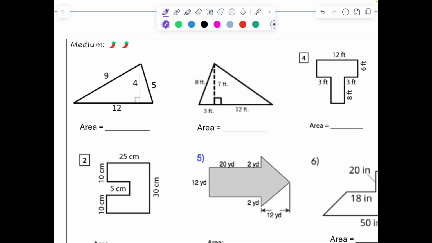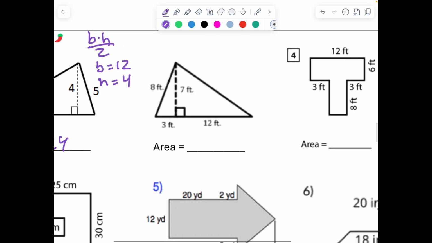All right, medium, same thing here. Our base is 12, our height is 4, and we're doing base times height divided by 2, so this is 24. Here our base is 12 plus 3, so 16. Our height is 7, and so base times height divided by 2 is 56.